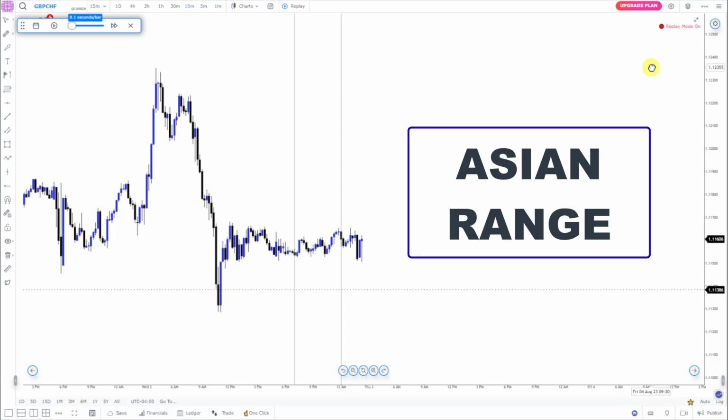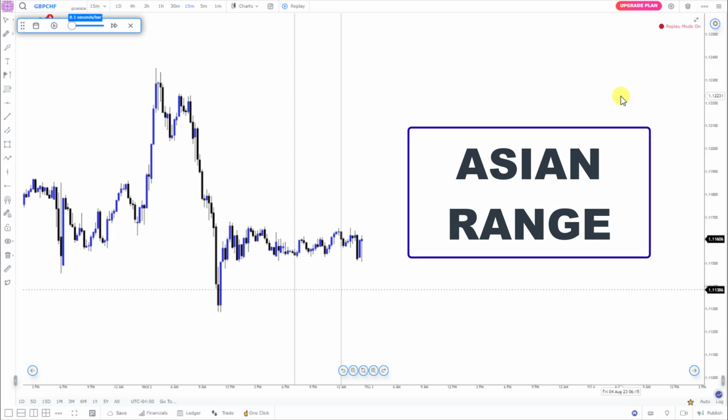Today we're talking about the Asian range. The Asian session is not one of the most popular sessions people trade. Most people focus on trading the London session and the New York session, but today I want to talk about the Asian range. The Asian range does well when it comes to accumulating, but that doesn't mean that all pairs range during the Asian session.